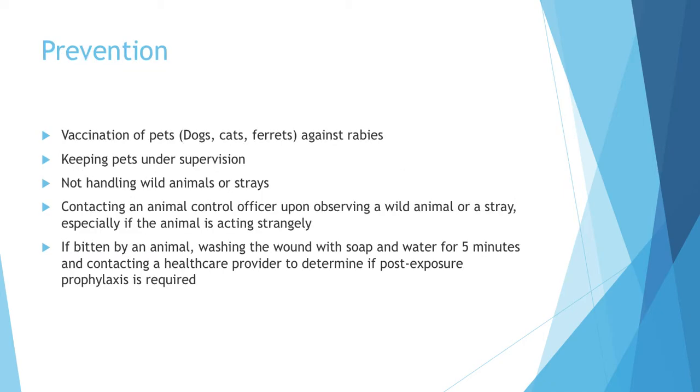Now the prevention. Before the development of the rabies vaccine, almost all the cases of rabies were fatal. The Bureau of Communicable Disease Control and Prevention recommends the vaccination of pet animals against rabies and keeping them under supervision. Wild and stray animals should not be handled, and the Department of Animal Control should be contacted if such an animal is seen showing strange and aggressive behavior. If an individual is bitten by an animal, the site of the bite should be washed with soap and water for a few minutes, and hospitals should be contacted to determine if post-exposure prophylaxis is required.